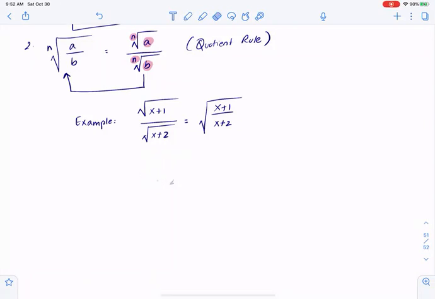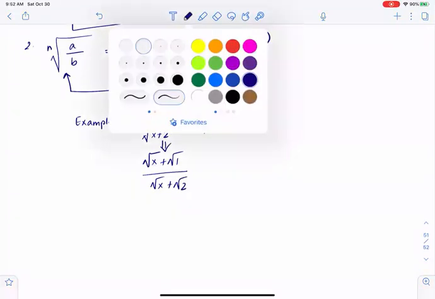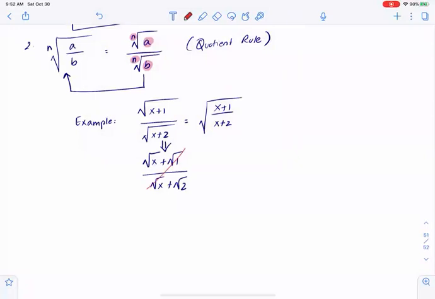Sorry, didn't mean to do that. So splitting it that way is not correct. That is something you've got to keep in mind. I'm stressing this time and time again because this is one of the mistakes that is very common when people deal with radicals.